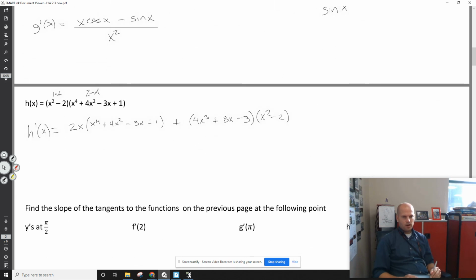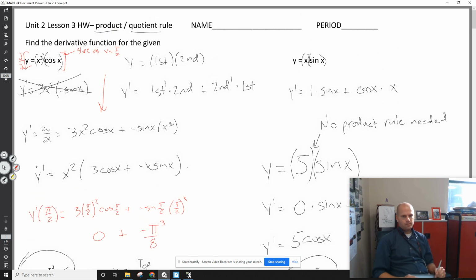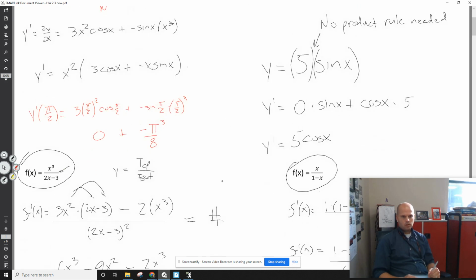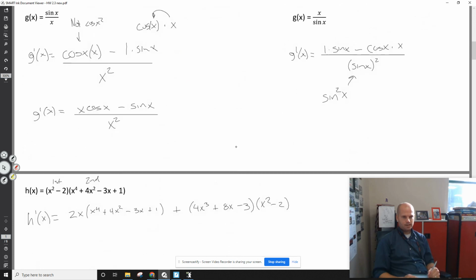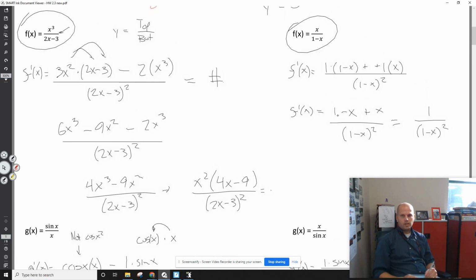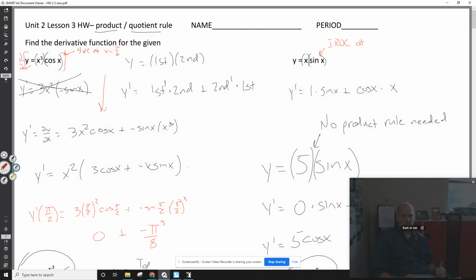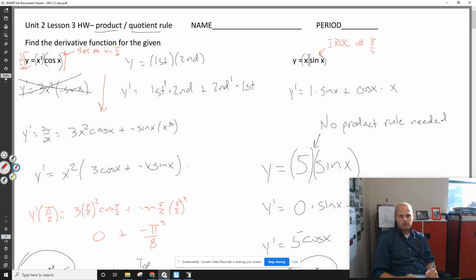Let's find now f prime at 2. So I'm asking you, what is the derivative? What is the slope of the tangent? What is the instantaneous rate of change at, I guess I'm finding the y's at pi over 2. So both of these y's at pi over 2. What is the derivative? What is the slope of the tangent? What is the instantaneous rate of change of this y at pi over 2?